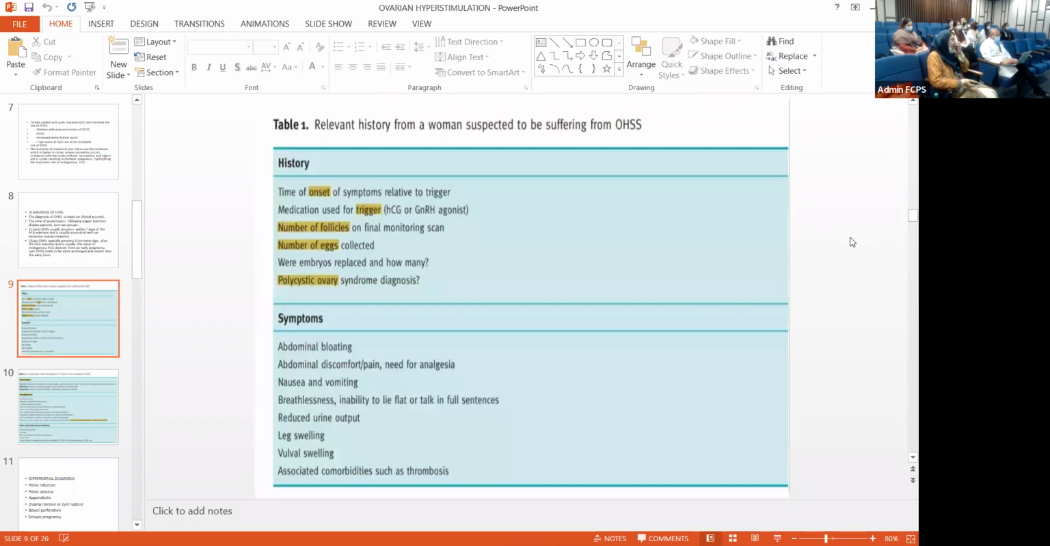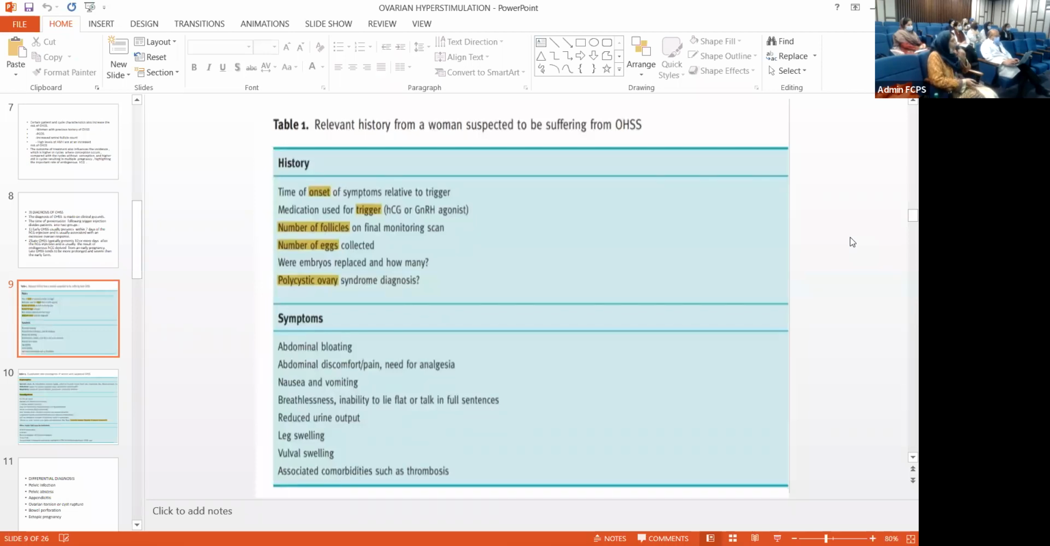This is the relevant history from a woman suspected of suffering from OHSS. The important points to be asked during the history are the time of onset of symptoms relative to the trigger injection, medication used for the trigger, either human chorionic gonadotropin or gonadotropin releasing hormone agonist, number of follicles on the final monitoring scan, number of eggs collected, where the embryo is transferred and how many, and is there any history of polycystic ovarian syndrome?